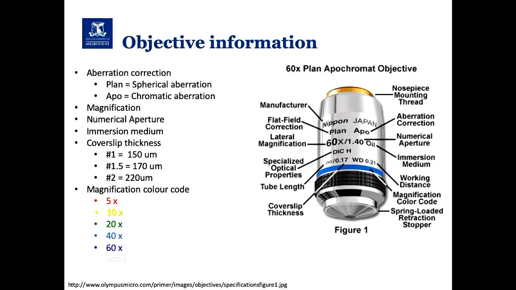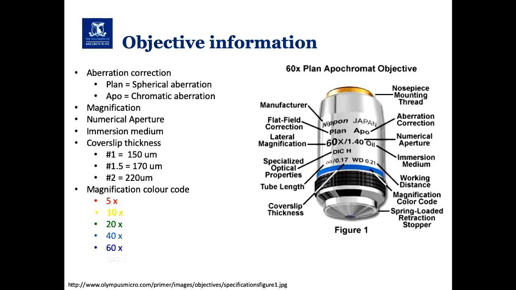Next thing is cover slip thickness. So this number here, 0.17, is telling you what thickness of cover glass that objective is expecting to be in the light path. So it's optically set up to match with a preferred cover slip thickness. Normally this would be a number 1.5 cover slip, so this 170 microns is 0.17 of a millimeter.